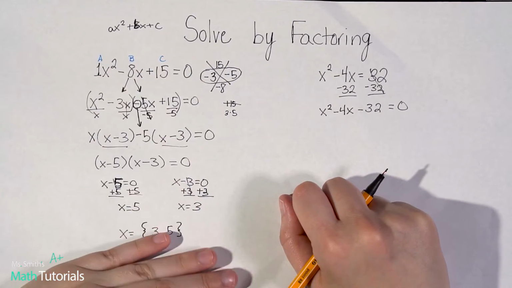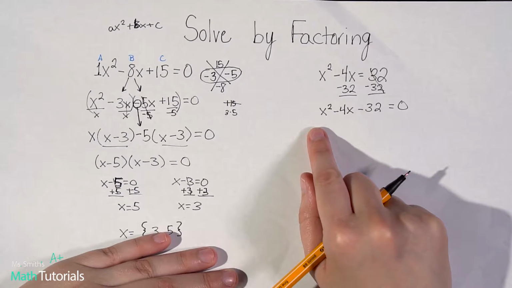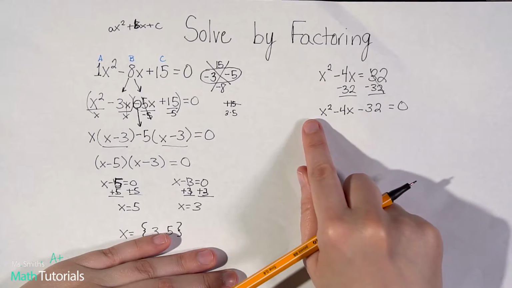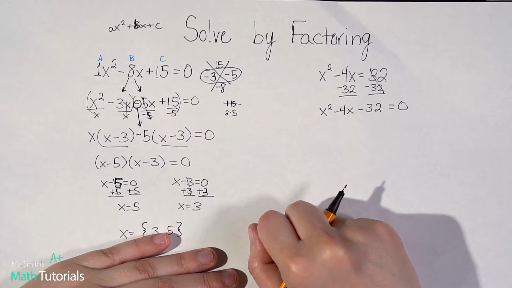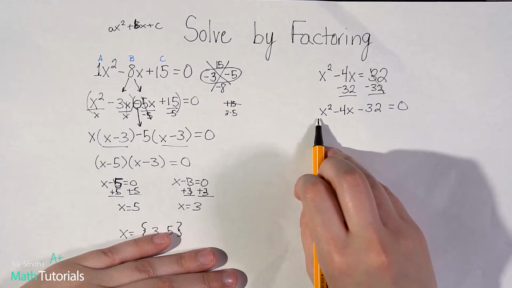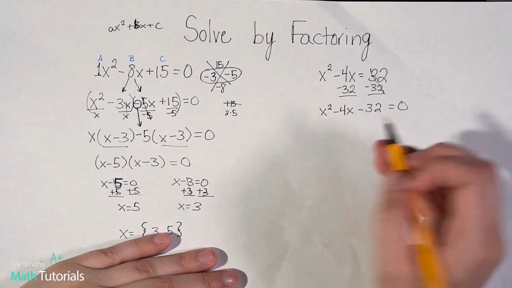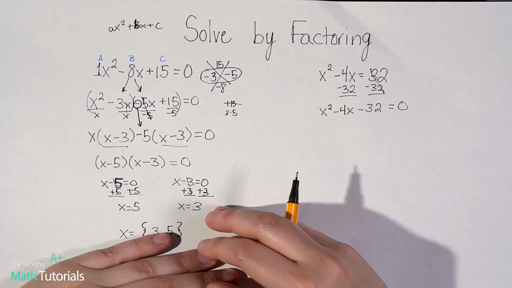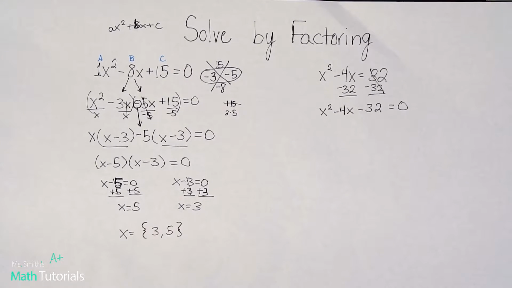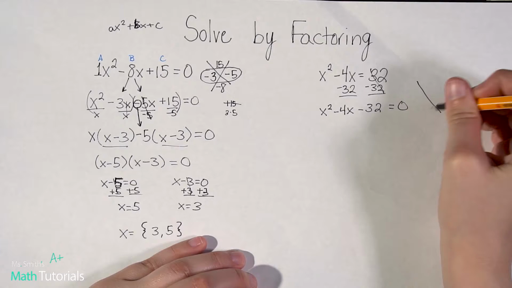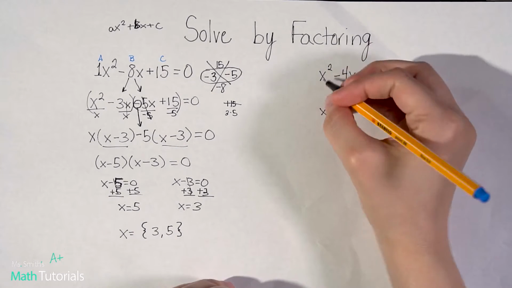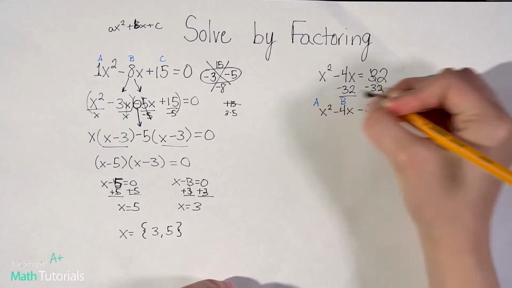All right, next question we ask ourselves is, do we have a GCF? Okay, 1, 4, and 32. So the highest GCF would be 1, which isn't going to do anything. I've got an x here, no x there, so I can't pull an x out. So no, there's no GCF. I'm good to go with factoring. So I'm going to use my AC method. I'm going to go ahead and draw my x box. And I'm going to label my A, my B, and my C.